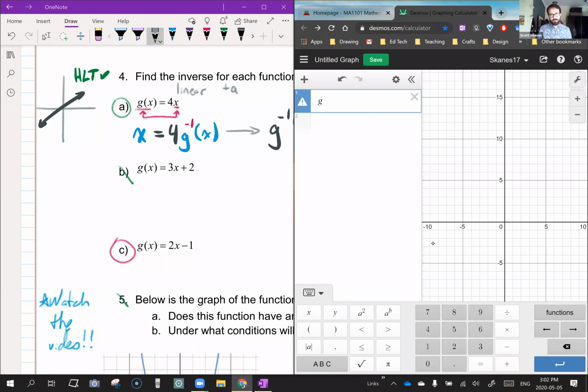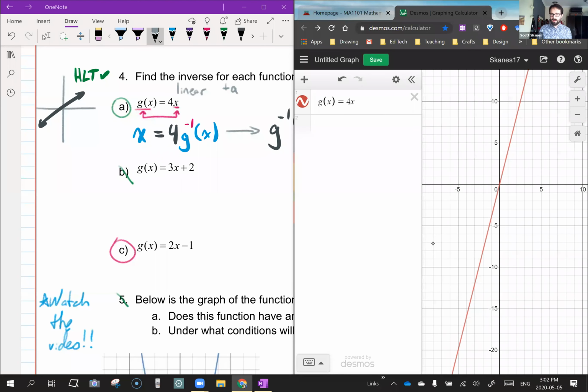So the original function, let's see, it was g. You should do this too. What else are you going to do while I use Desmos besides try not to sleep? So g of x, our function is 4x. So it looks like this, okay? Everyone can see that? It's this red line that goes up like this.